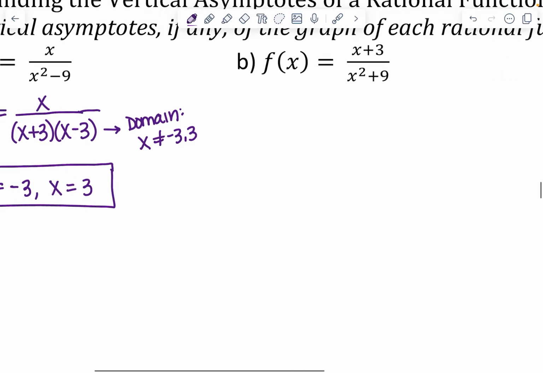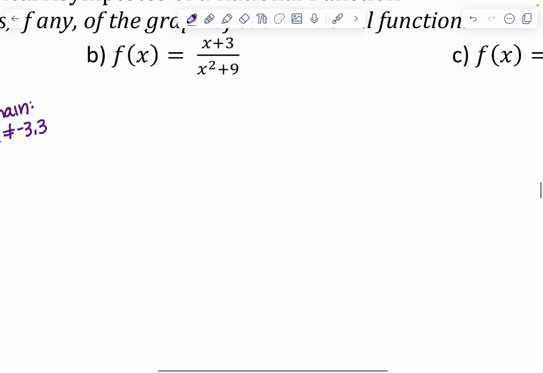Okay, if we look at b, f of x equals x plus 3 over x squared plus 9, we talked previously that there are no restrictions. So this would be an example when we have no vertical asymptotes.